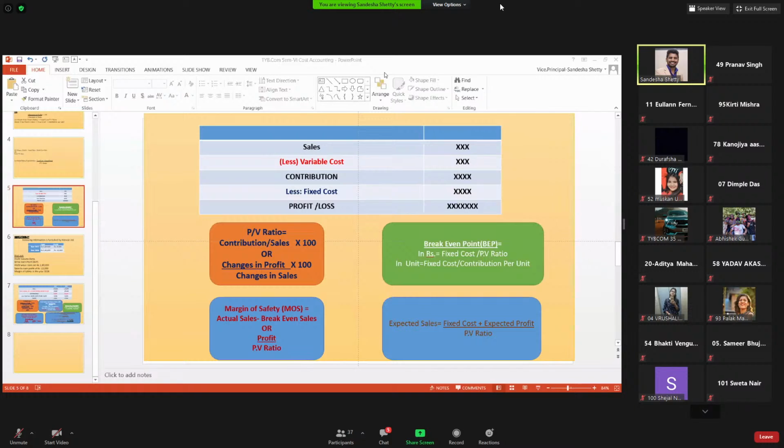I hope I'm audible to each and everyone. Dear students, please note, altogether we have 6 modules: cost control, contract, process, standard, marginal, and the emerging concepts, correct? The first module is cost control, which is purely based on the ledger, similar to the financial one. The second module is contract costing, which we are going to see later.